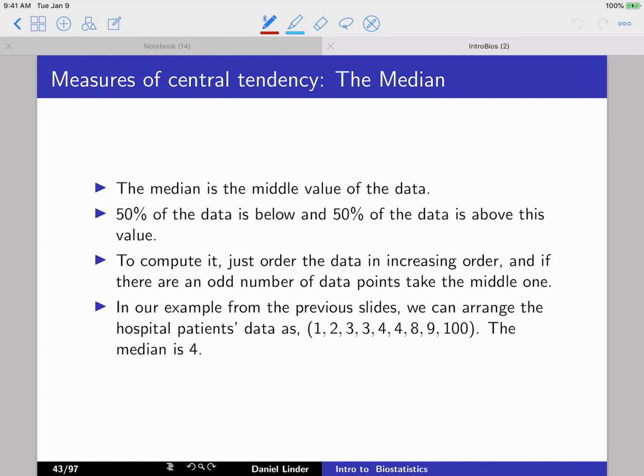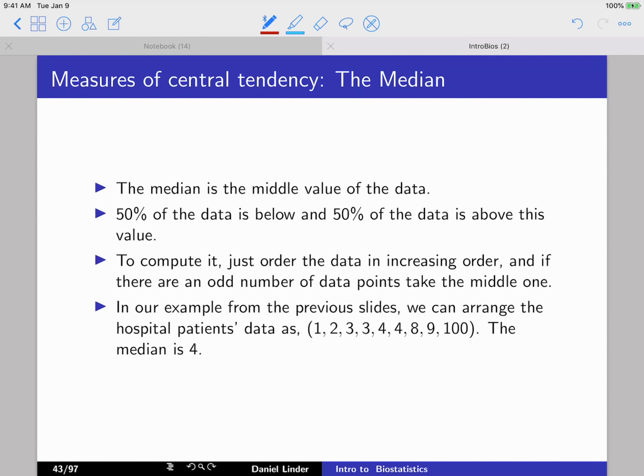So in our current running example from the previous slide of the hospital patients data, this would be the ordered data set, starting from 1 all the way up to 100 days. And if we count 1, 2, 3, 4, 1, 2, 3, 4, this observation of 4 days until time of first infection is the median. It falls in the middle of the data once it's arranged in order.